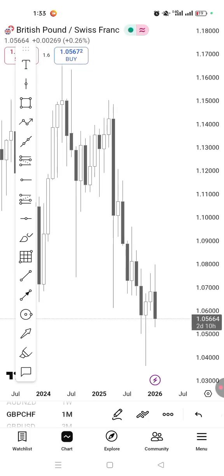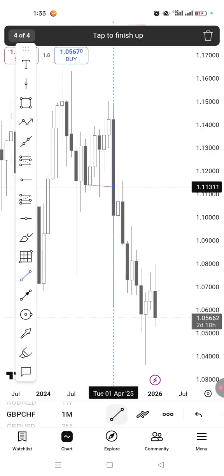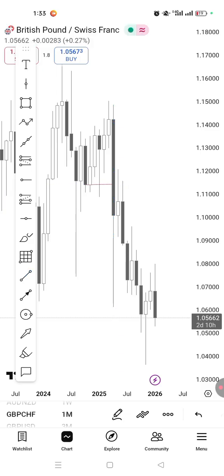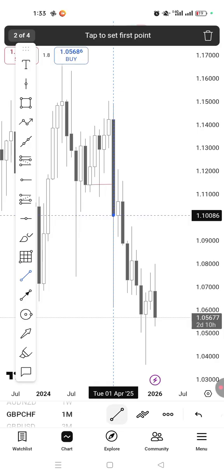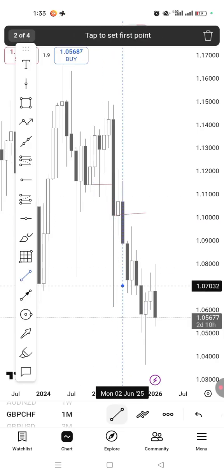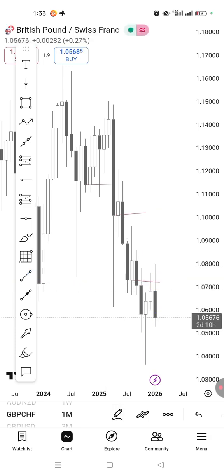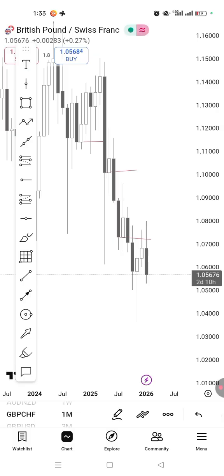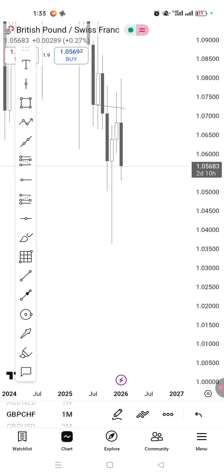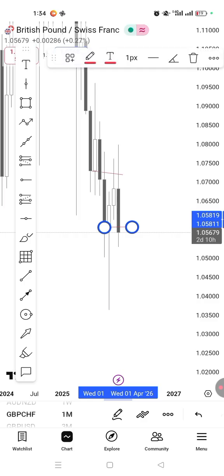Now look at this. Let me show you an example from GBP-CHF. Look, there's a breakout here to the downside on monthly. There's another breakout here to the downside on monthly. There's another breakout here to the downside on monthly. Now you can see that with these three breakouts, the market is selling. Even presently, we have just 2 days for this month to finish, and we are having another breakout to the downside on monthly.